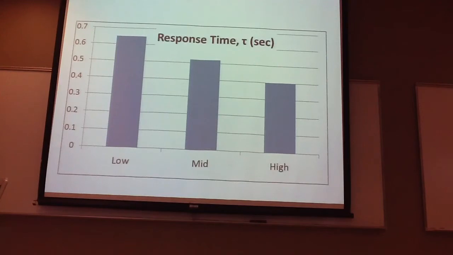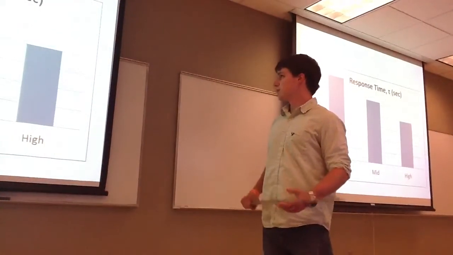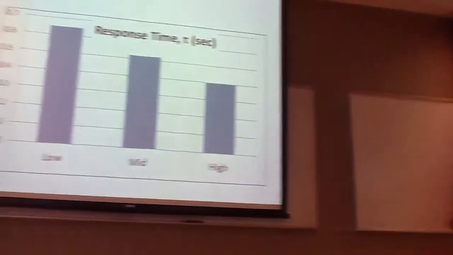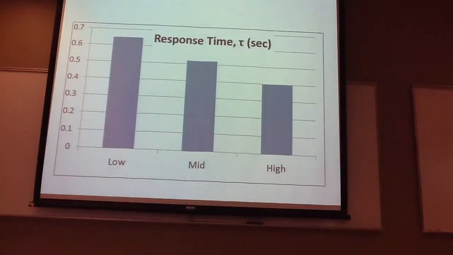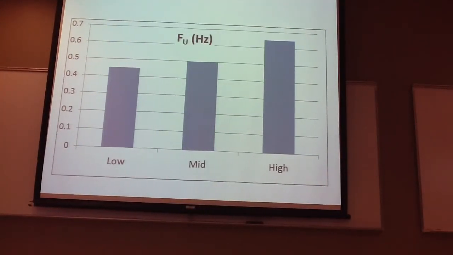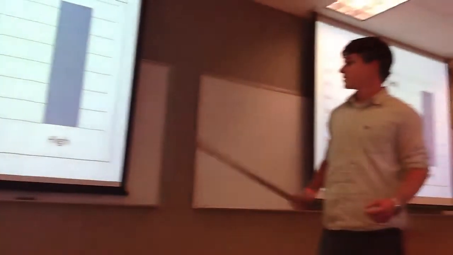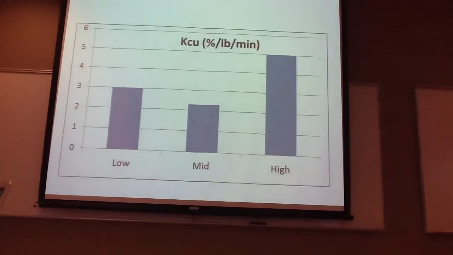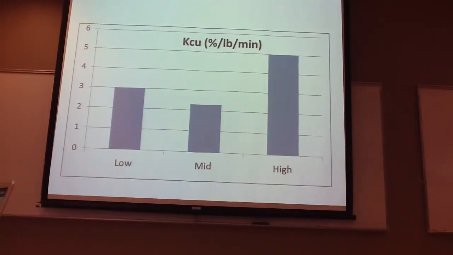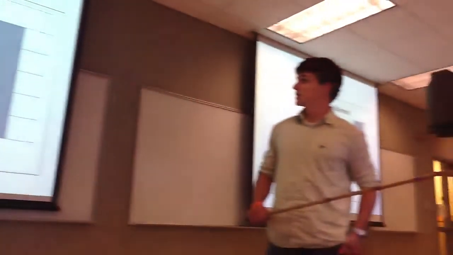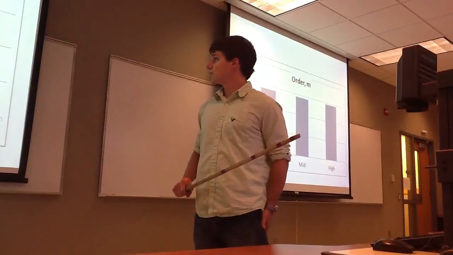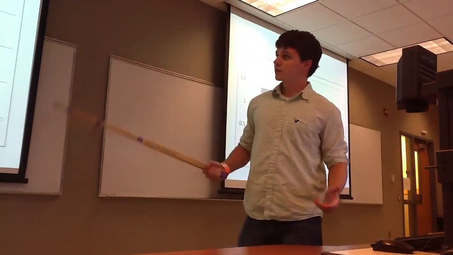The response time was lowered as we went up in range, but they were still within 2/10. The FU increased the same as the response time did. Not the response time, the dead time did. It had the same pattern. The KCU was high for the high range, but for the mid and low range was really close. And the order was almost exactly the same for all of them, which was about 1.45.